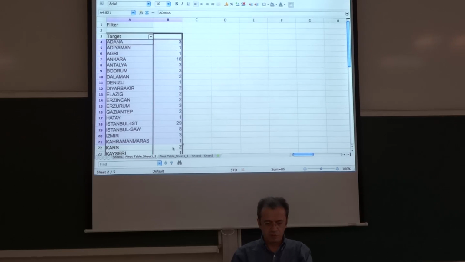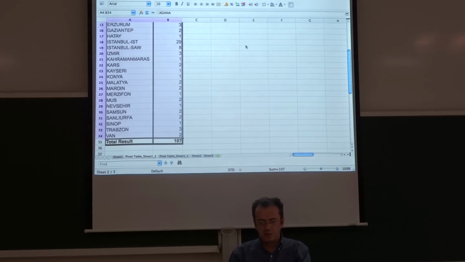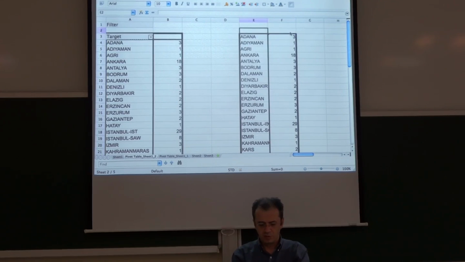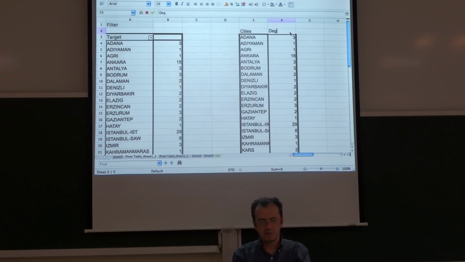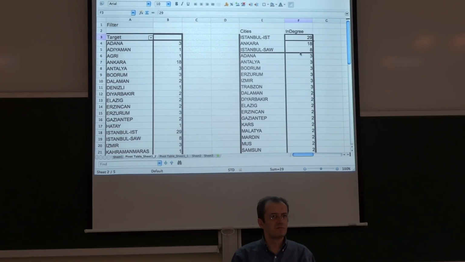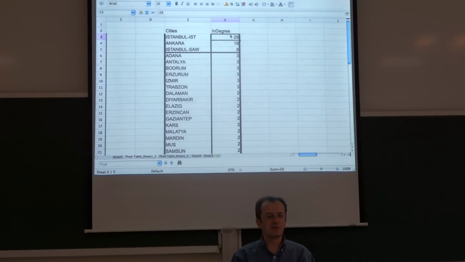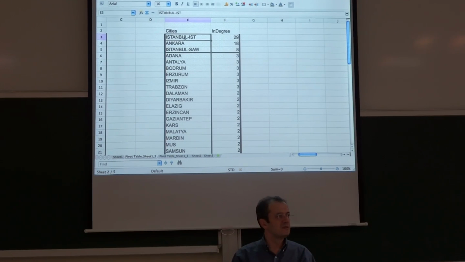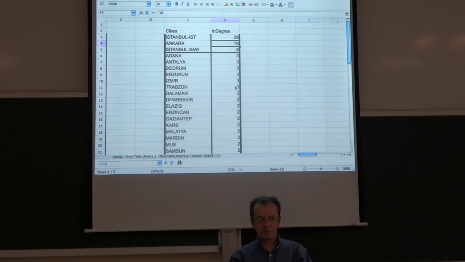Let me do it. So cities, what is this? This is target, so this is in degree. Okay, so what I need to do is sort this like this. So this is not the histogram. In order to have the histogram, I have to count how many times something appears. Like there is only one city that has a degree of 29. I have only one city which is 18. And I have, for example, 6 cities which have 3 in degrees.